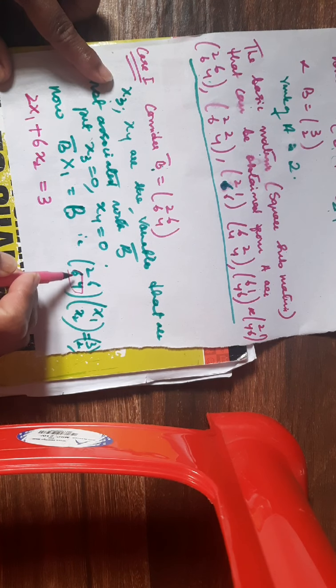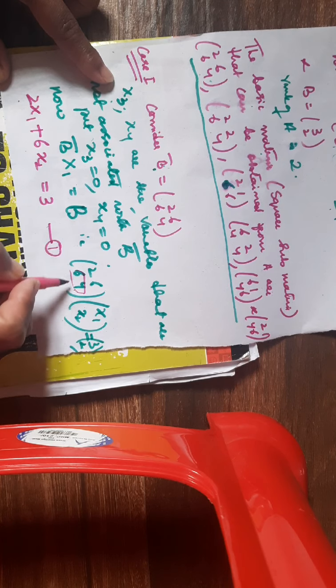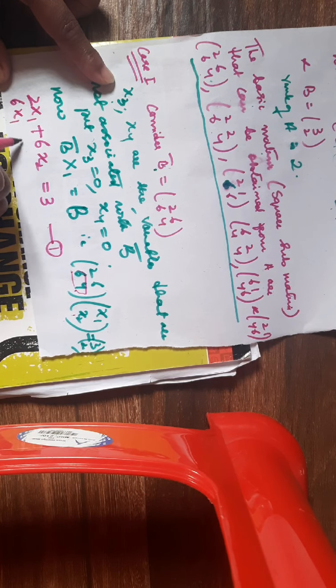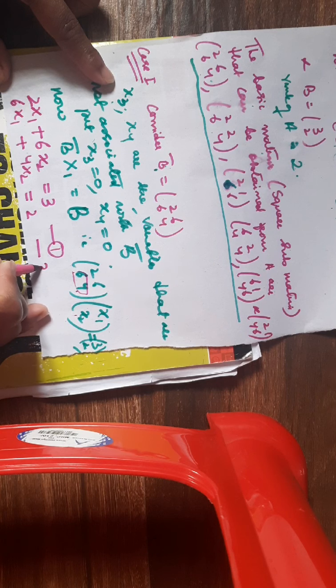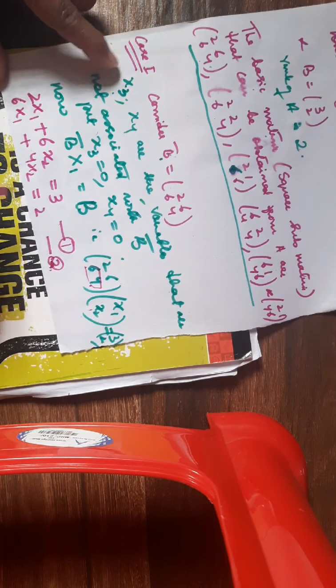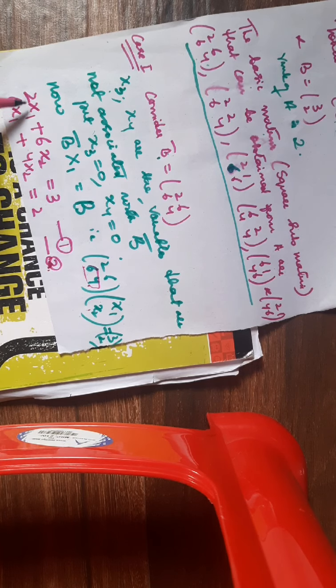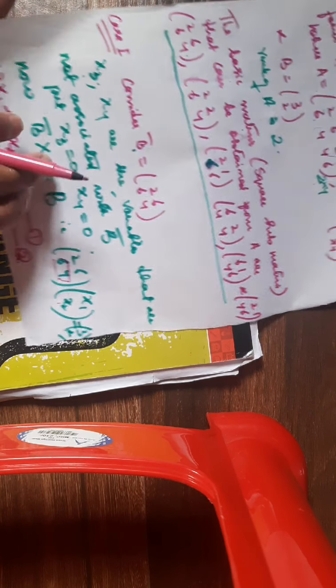Next, multiply the second row with this one. You'll get, name this as equation 1. And multiply this one with this, you'll get 6x1 plus 4x2 equal to 2. Name it as equation 2. So let us, on solving equation 1 and 2, first multiply equation 1 by 3. Then what will you get?